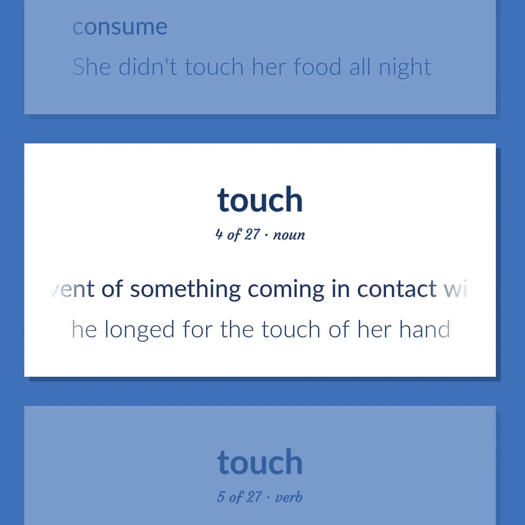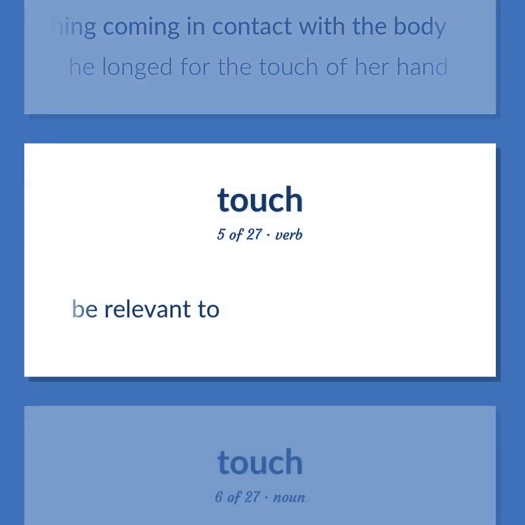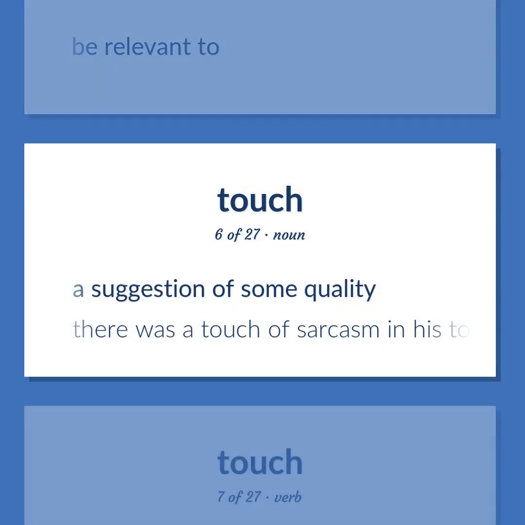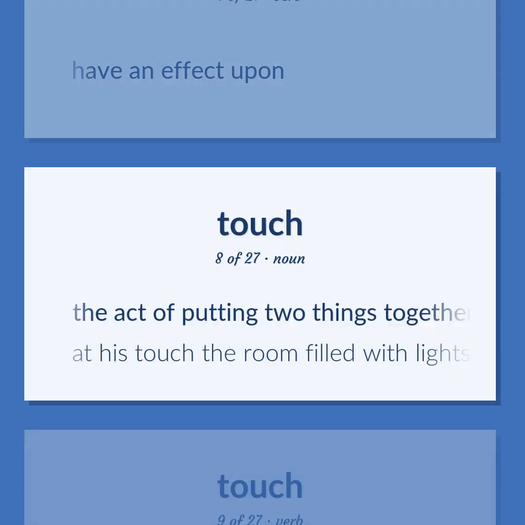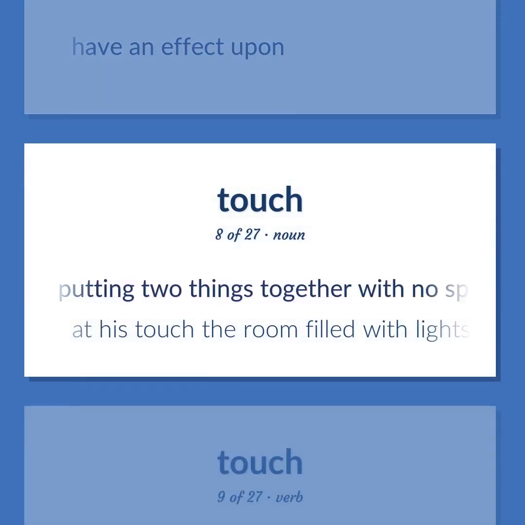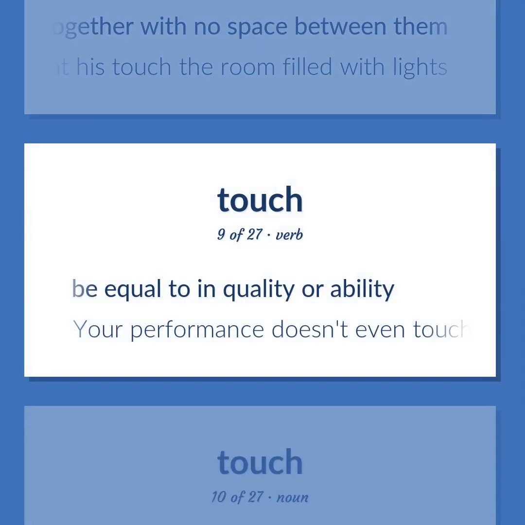The event of something coming in contact with the body. He longed for the touch of her hand. Be relevant to. A suggestion of some quality. There was a touch of sarcasm in his tone. Have an effect upon. The act of putting two things together with no space between them. At his touch the room filled with lights. Be equal to in quality or ability. Your performance doesn't even touch that of your colleagues.